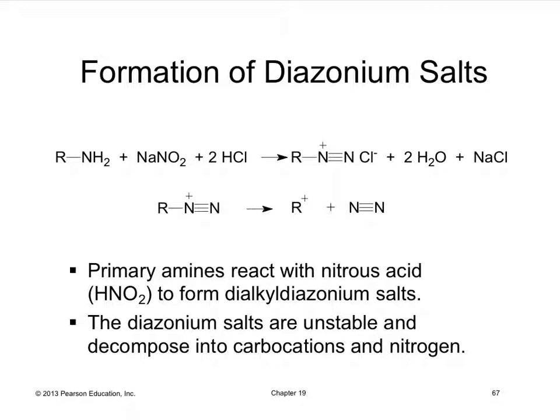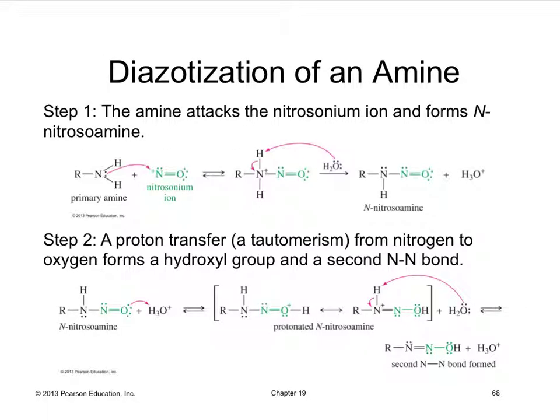You can form diazonium salts. Amines in the presence of sodium nitrite and HCl will generate diazonium salt, which will then decompose into the carbocation and the nitrogen as gas. So if we look at this, the amine attacks the nitrosonium ion, generating this bond, and then the water will pluck off the hydrogen, electrons will go on the nitrogen.